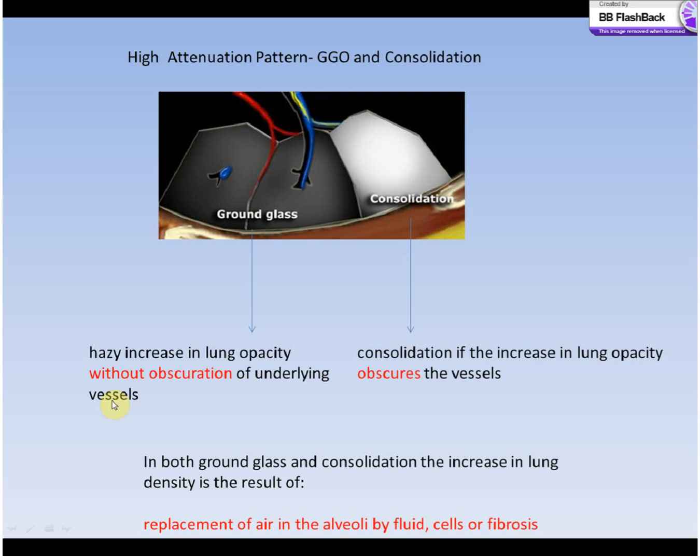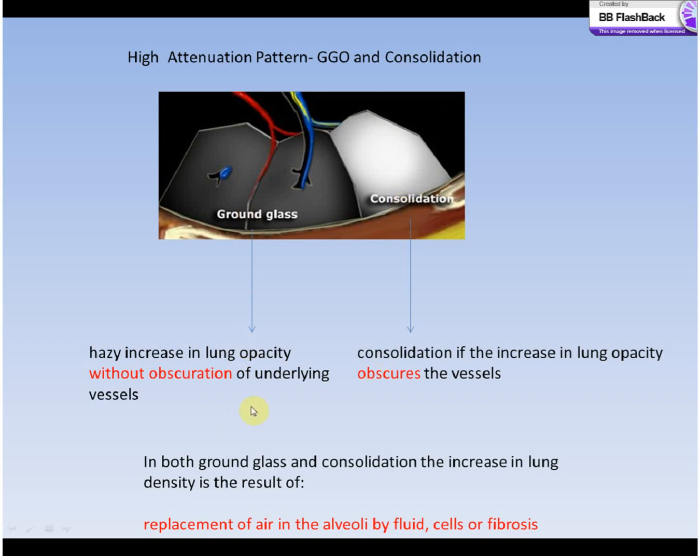Alright, so we're going to move from nodular pattern to a high attenuation pattern. So same secondary lobule, same terminal bronchiole, pulmonary artery, septa, and the pulmonary veins. We're going to talk about ground glass opacities and consolidation.